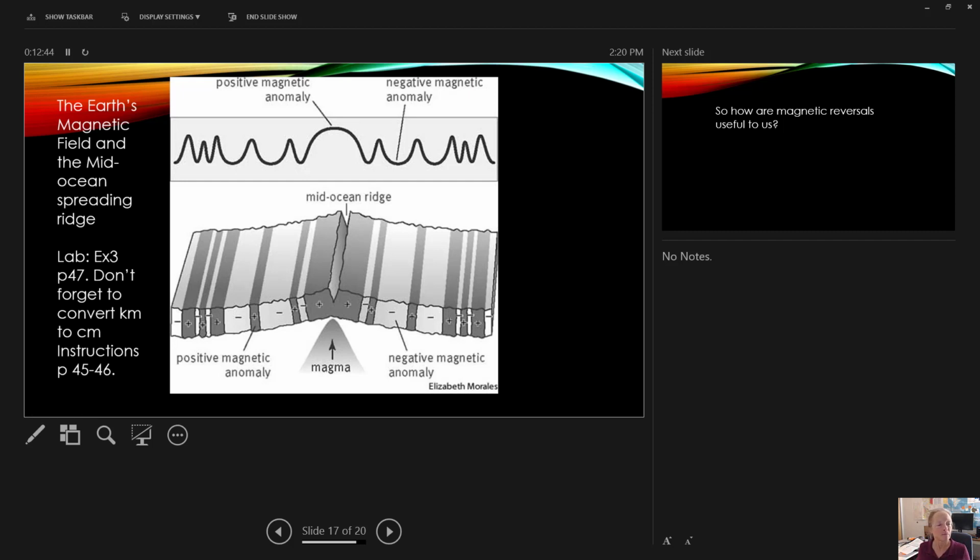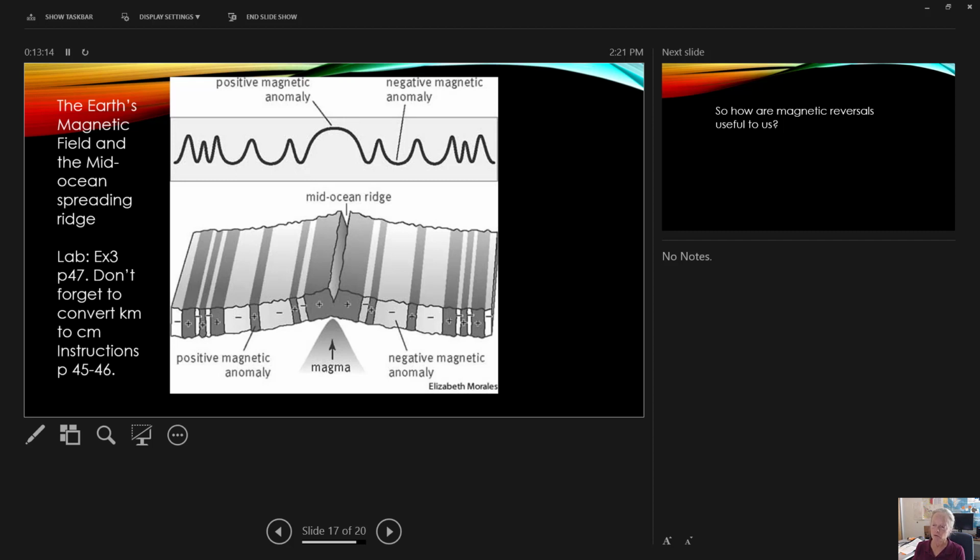The lab you're going to be doing is exercise 3 on page 47. You're going to be calculating some distances, how long it takes. We've got a spreading ridge, and then they give you a bunch of points, and you're probably going to have to measure how long it is. You may need a ruler to see how far it moved.